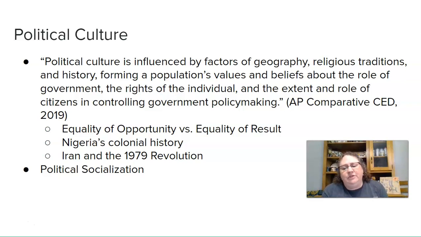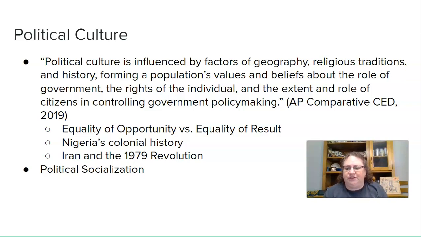Equality of result means that no matter what your opportunity or start is to begin with, we're going to end up with the same result. This is something that Russian culture very much values, okay? And so we're thinking about political culture. When you think about political culture, what has happened in your history can very much affect you. For example, in the United States, due to the American Revolution, we take our individual freedoms very, very seriously, and also that concept of individualism.